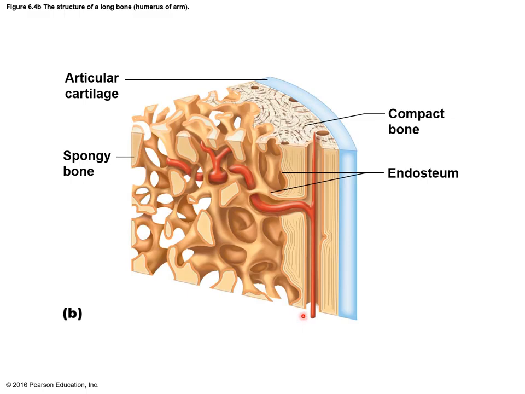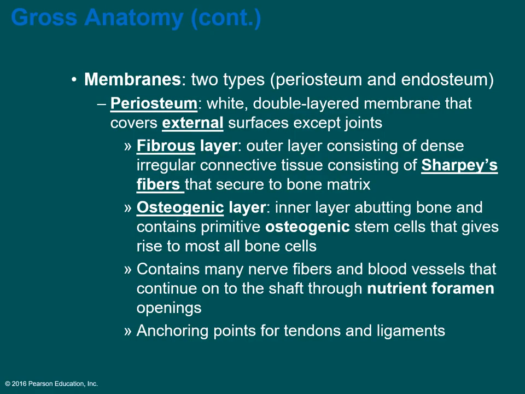And notice that, yes, bone is actively growing. Even in an adult, it's actively remodeling, depending on particular stresses. So it needs to have a very good blood supply. So you'll notice that you have blood vessels going through it.